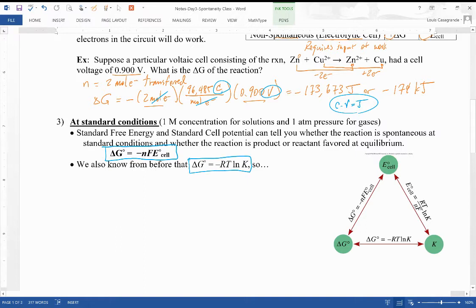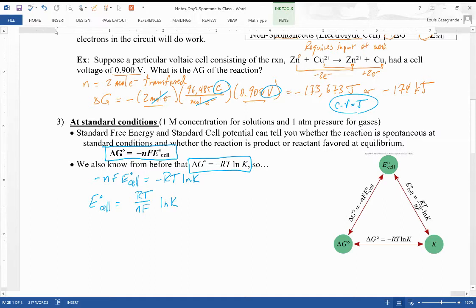Now, we remember there's actually another equation on your reference chart, that the delta G naught is equal to negative RT times the natural log of K. And so if we set those two equal to each other, we find that negative NF times the E naught for the cell is equal to negative RT times the natural log of K. And we can rearrange that to show that the E naught for a cell is equal to RT divided by NF times the natural log of K.